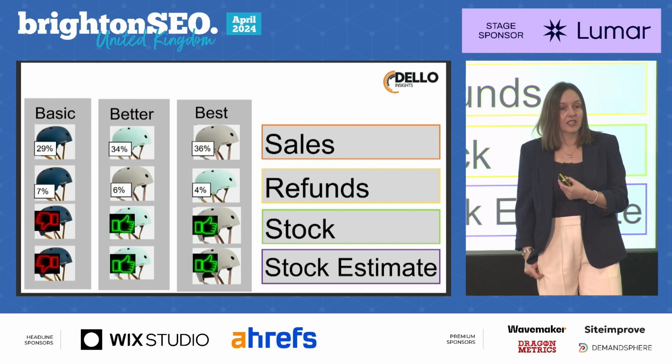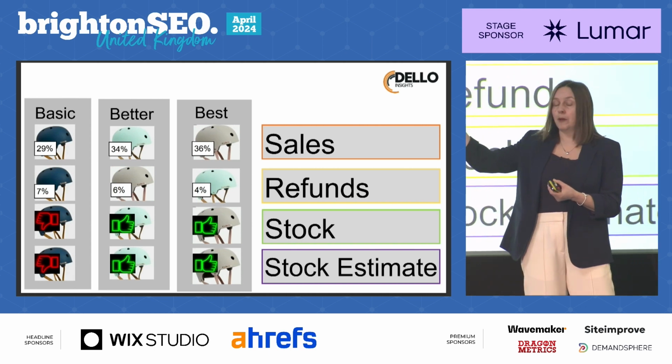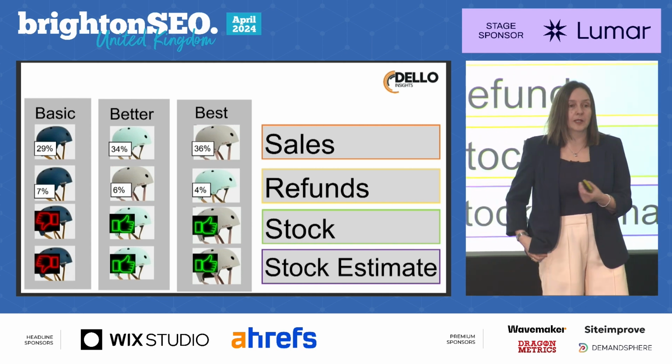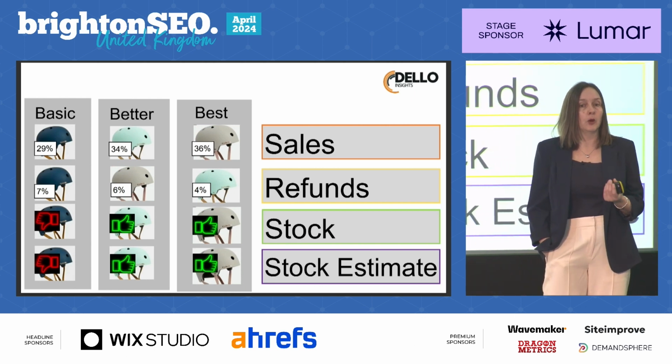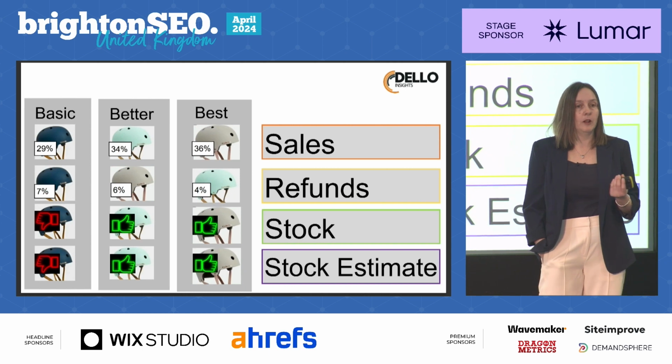But the navy helmet, its refund rate 7%, not too bad compared to the grey one, but the stock was actually increasing. And just because of the small effect of the fact it's the least popular colour and the refund rate was higher, the stock of navy helmets was building up.